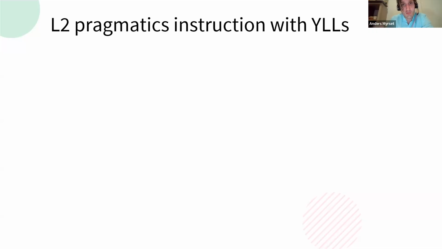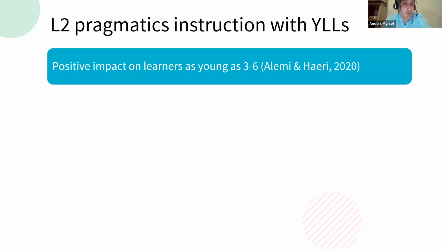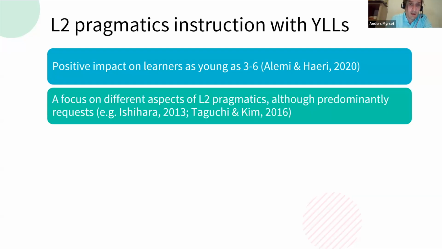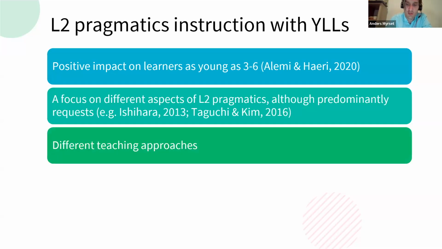And so some studies have, of course, tried this out. And we see a positive impact on learners as young as 3 to 6. This particular study looked mainly at comprehension. We have seen a focus on different aspects of second language pragmatics, but I have to say that the majority of studies with young language learners have focused on request, which is very similar to the research field when it comes to adults. Request is the speech act that has been explored the most. But then we also have different teaching approaches that have been tried out.